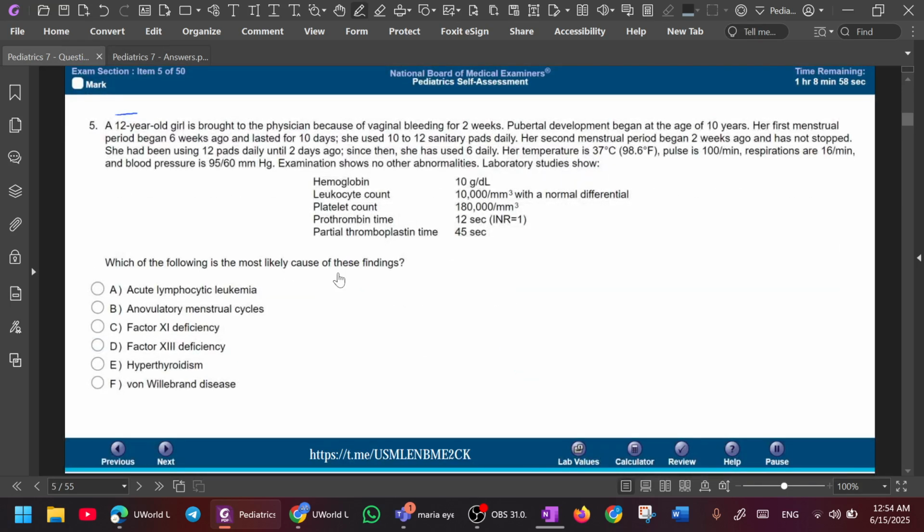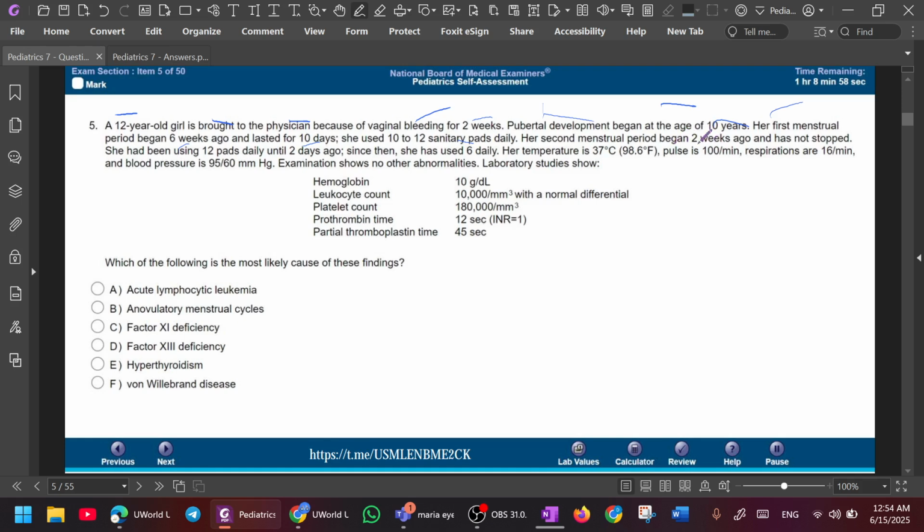A 12-year-old girl is brought to the physician because of vaginal bleeding for 2 weeks. Pubertal development began at the age of 10 years. Her first menstrual period began 6 weeks ago and lasted for 10 days. She used 10 to 12 sanitary pads daily.